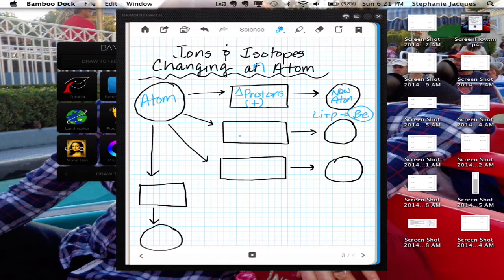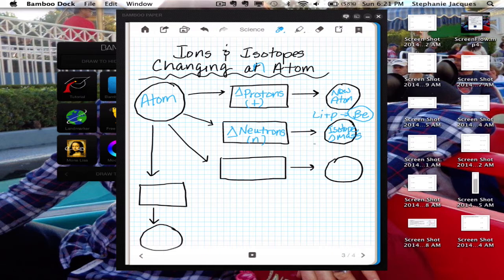Let's see what happens when you change the neutrons. So I'm going to do a change in neutrons. So let's say the atom changes by changing the neutrons, and that's a neutral charge, and those are in the nucleus. We call those an isotope. And an isotope actually has a change in mass too, because remember, the neutrons are what really change the mass.